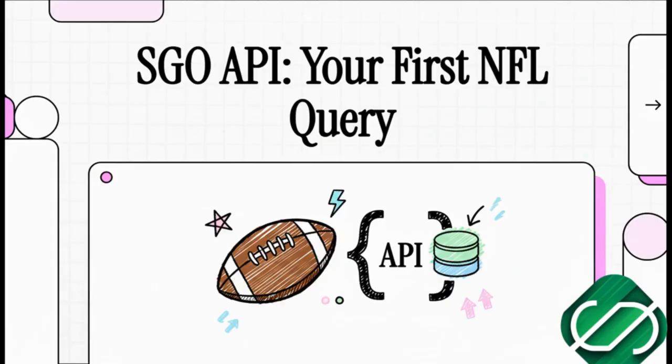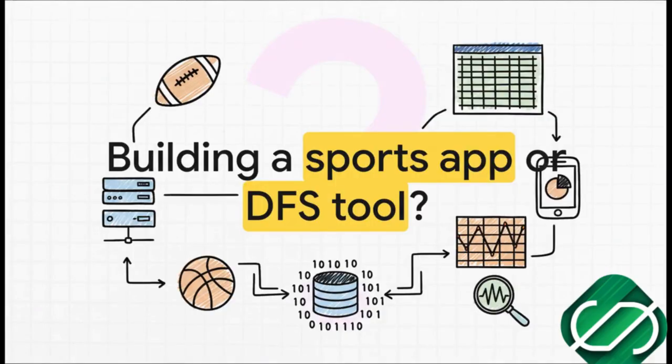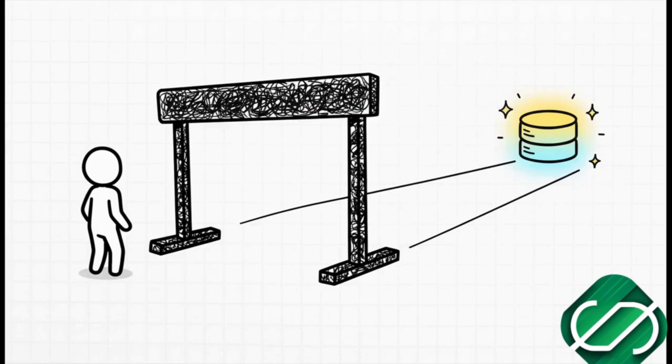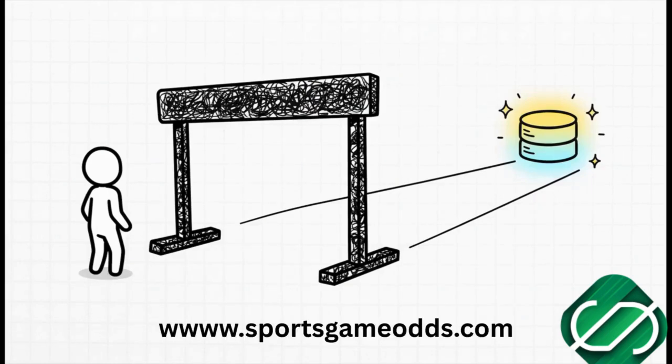Let's dive right in. So I'm guessing you've got an idea percolating. Maybe it's a brand new betting app, a killer daily fantasy sports tool, or maybe you're just messing around with sports data for a personal project. Whatever it is, you already know that the foundation for any of it is solid, reliable data. And let's be real, that can be the biggest headache, right? Finding a clean, fast, and really comprehensive source for all the betting odds and player props, that's often where projects just kind of stall out. Well, today we are going to get that solved for you.